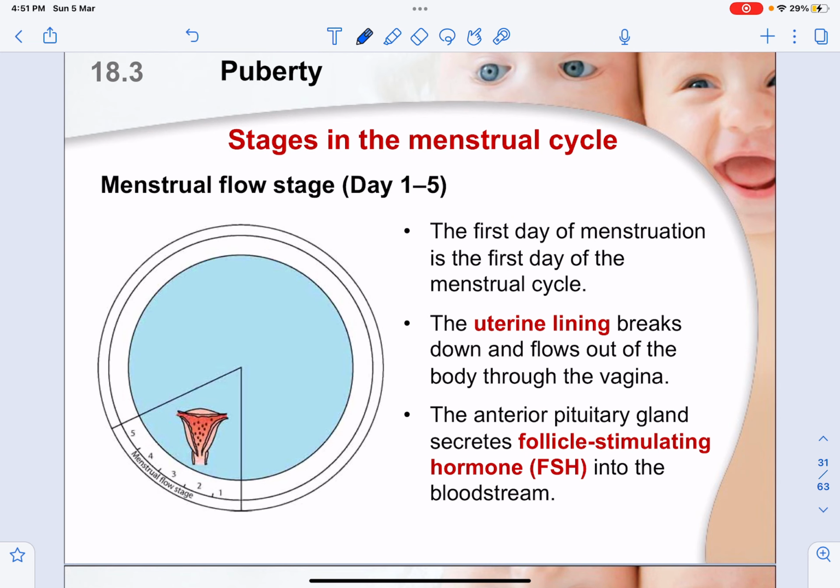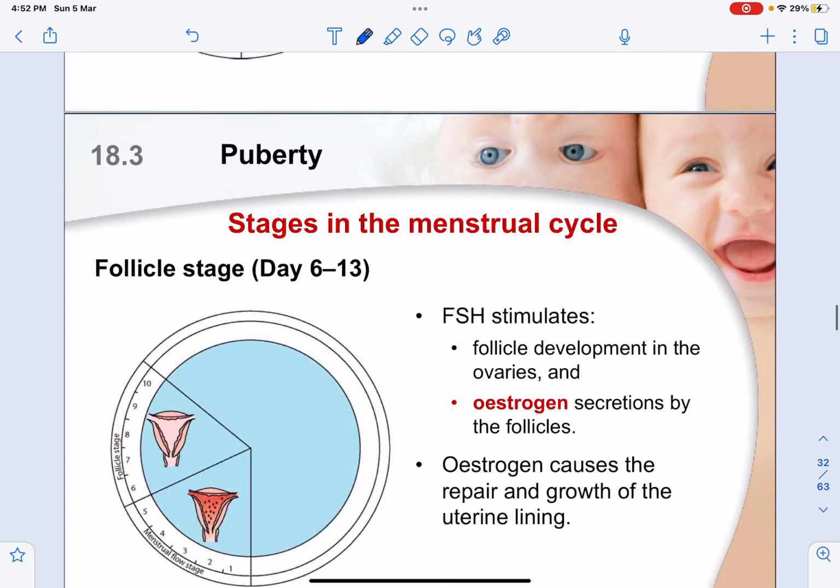So for the first 5 days, the uterus lining breaks down, flowing out of the body through the vagina, and this is where your anterior pituitary gland comes in. The anterior pituitary gland is located in the brain. It's the pituitary gland found in the brain, and this secretes your follicle stimulating hormone. Your follicle stimulating hormone helps to promote the formation of your primary follicle and, of course, the growth of it.